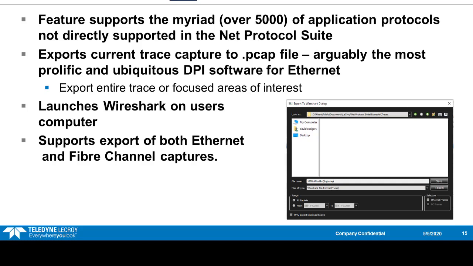The Export to Wireshark feature exports either the entire trace or only the areas of interest to a PCAP file and launches the Wireshark application resident on the user's computer. And both Ethernet and Fibre Channel traffic may be exported to Wireshark.